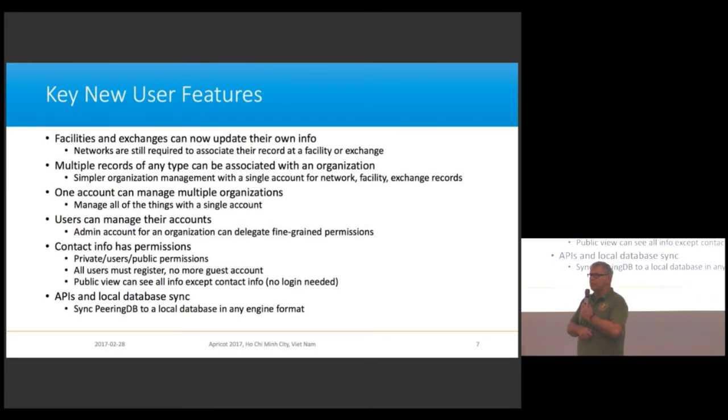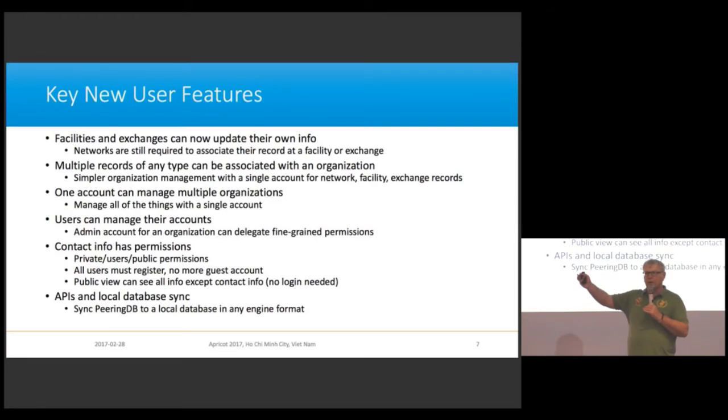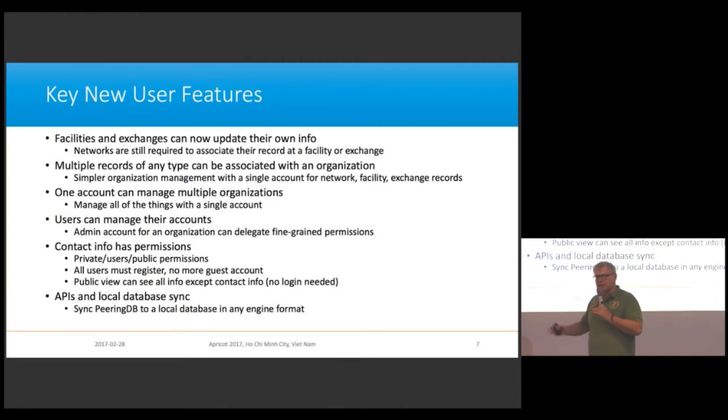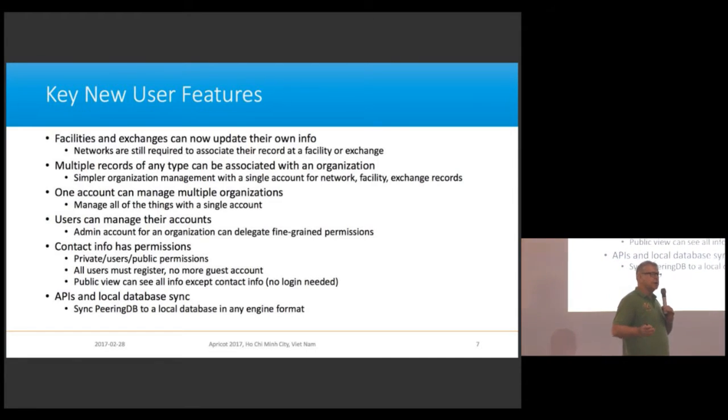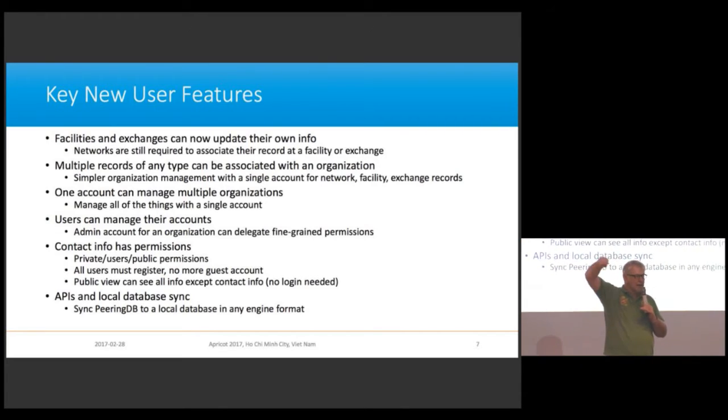And with PeeringDB 1.0, the facilities and exchanges were not able to maintain their data. This was changed with PeeringDB 2.0. We now have a new concept: organizations. Organizations are able to have records like facilities, network, or internet exchange point. So this means there is no difference anymore between networks, facilities, and internet exchanges. You have organizations, and an organization can hold any of these 3 types of records.